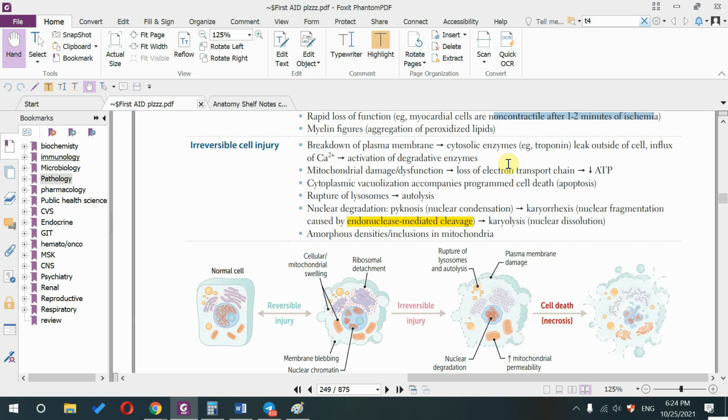What are the cardiac enzymes? The troponin and the CK-MB. So you are like, okay, so what are these enzymes? Well, these enzymes are basically enzymes that are located inside of the cytosol.